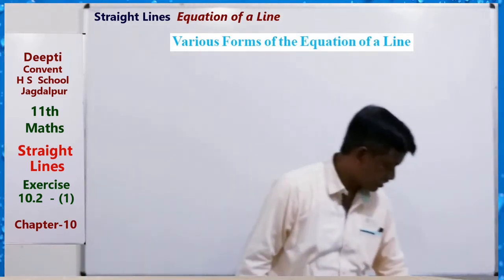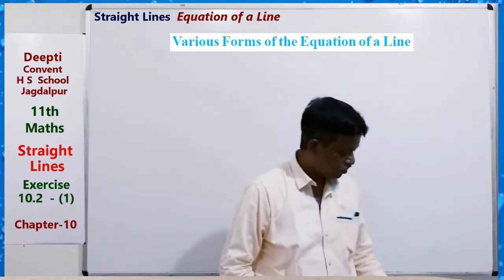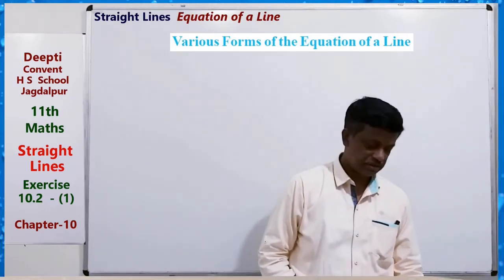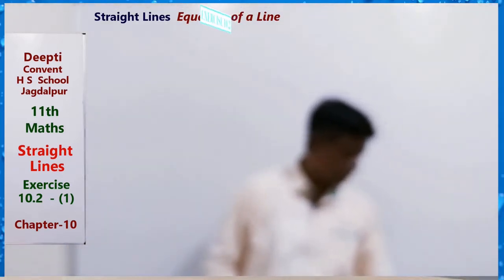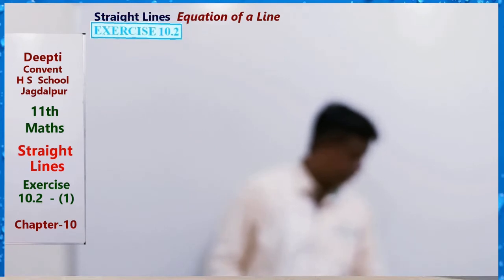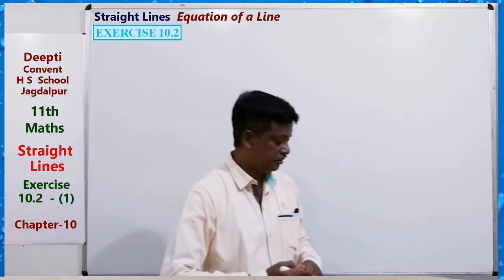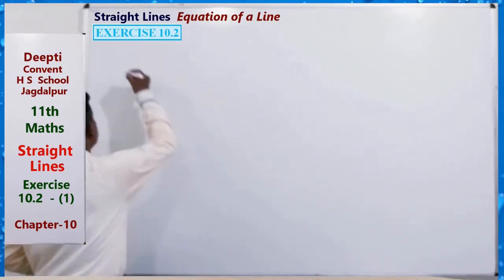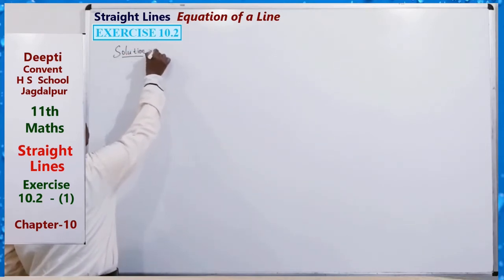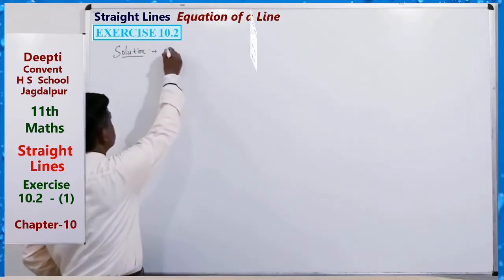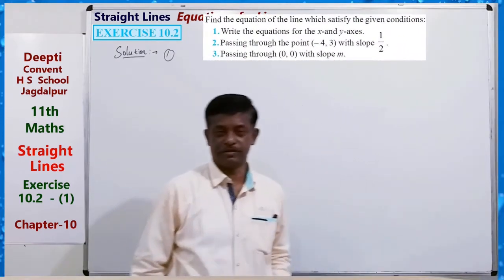Question 1 of exercise 10.2: write the equation for the x-axis and y-axis. To find the equation of a line which satisfies the given conditions, there are five questions for finding the equation of a line. So here is the solution of the first question. Write the equation for the x-axis and y-axis.